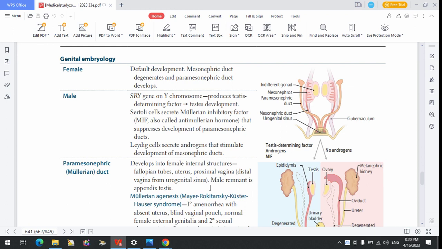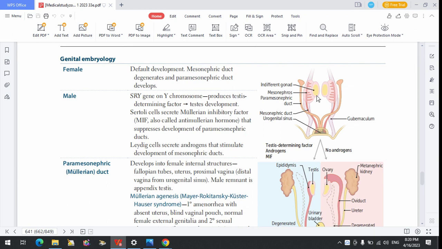So in the indifferent stage, the two ducts will be there, which are the paramesonephric and the mesonephric. After the gonads have differentiated into the testes, they are now going to affect the differentiation of the internal duct too. The testis contains Sertoli cells and Leydig cells. The Sertoli cells will release Mullerian inhibitory factor that will inhibit the Mullerian duct, which is also known as the paramesonephric duct, so that the paramesonephric duct can go.